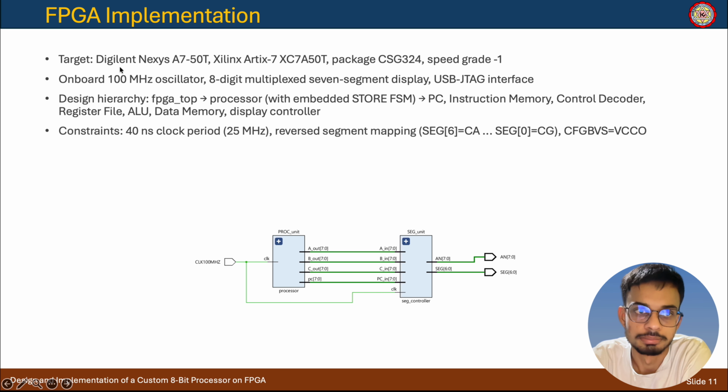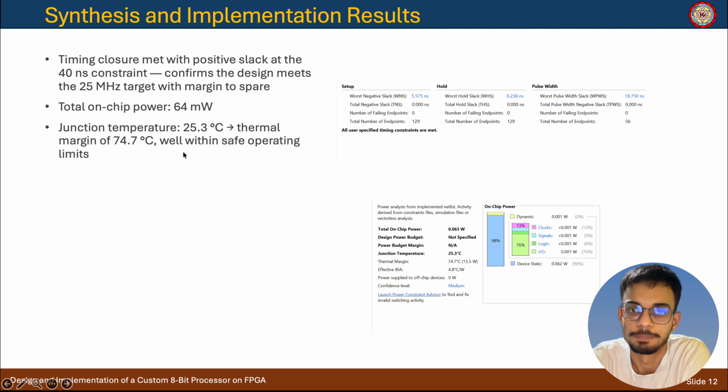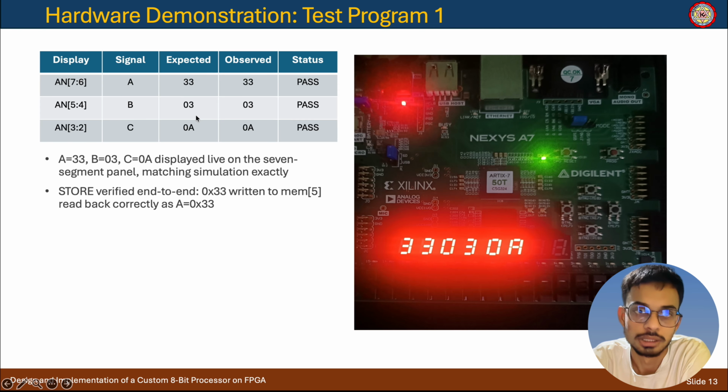And this is the target board we used for the FPGA. It has a 100 MHz oscillator and an 8-digit multiplexed 7-segment display. This is the design hierarchy, how we built it, and we selected a 25 megahertz clock, with a 40 ns clock period. This is the synthesis and implementation result: the on-chip memory power is 0.063 watt, the junction temperature is 25.3 degrees Celsius, and the on-chip power is 64 milliwatt.